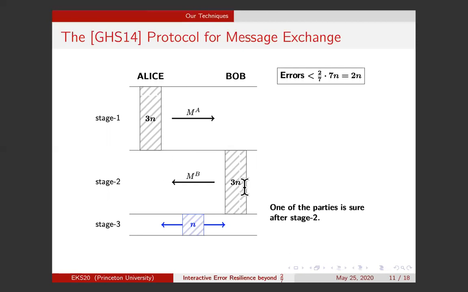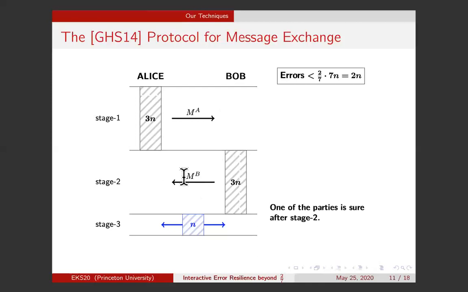During this construction, we are able to exploit the following weakness in GHS14. Observe that in GHS14, when Alice is sending messages to Bob, she's really trying her best. All she has at this point is her input MA, and this is what she sends to Bob. This is not true for Bob, however. In stage 2, when Bob is sending to Alice, he only sends his input MB, but he knows more. He also knows what he heard from Alice in the first stage.